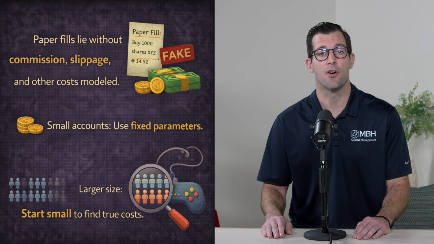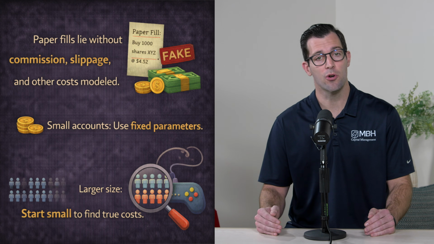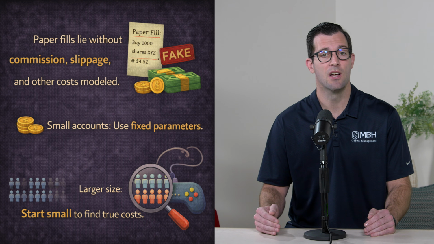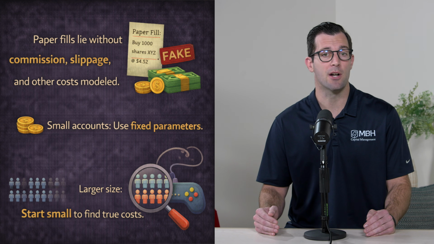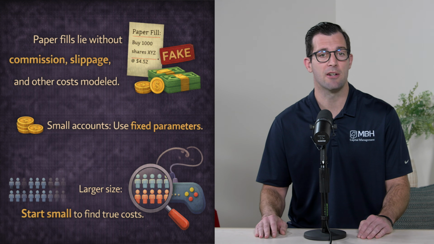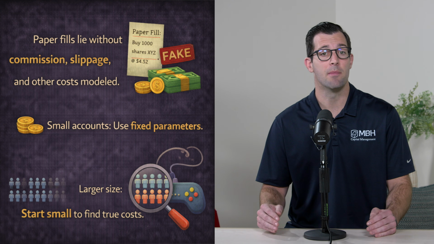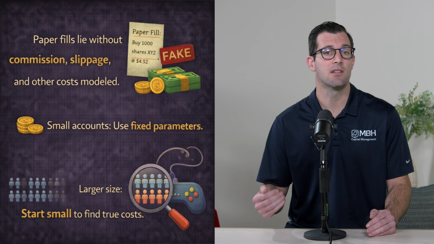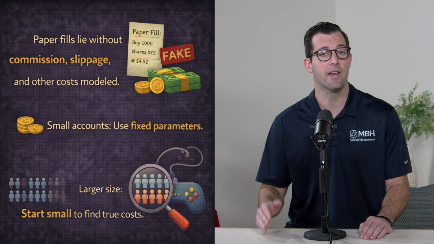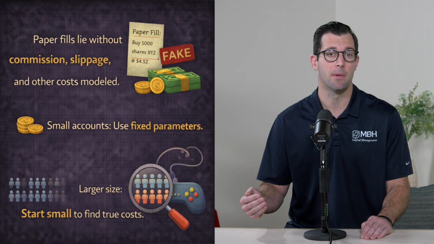Paper fills are useless. We want real commissions, real slippage, and other costs for all types of accounts. We also want a fixed slippage parameter and to budget in time for larger slippage amounts over the period of us trading. Commissions can really eat into your profits, so I like to bump these up 15 to 20% more than I actually experience in trading for the inevitable big slippage days.